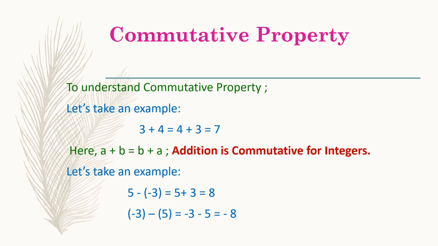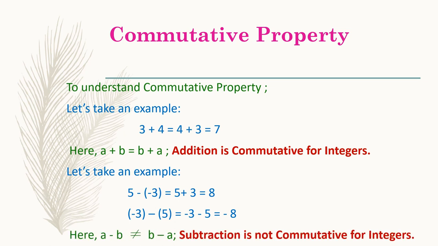5 minus minus 3. So it becomes 5 plus 3. Answer is 8. Now in the next, I am changing the order of integers. I am taking minus 3 first. Means now I am subtracting 5 from minus 3. So now it becomes minus 3 minus 5. So answer is minus 8.